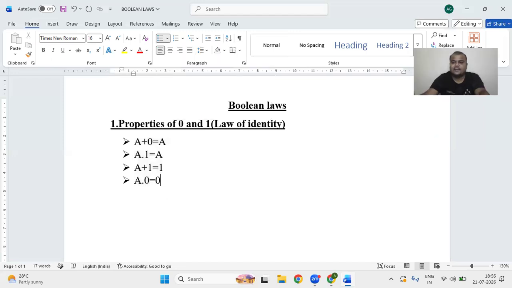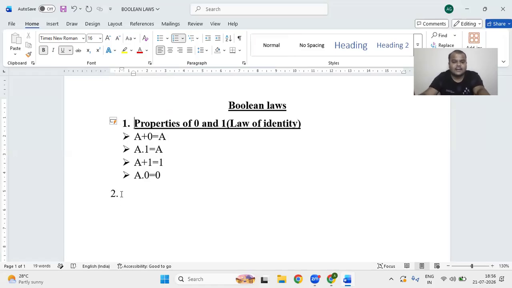Next I can go to the second one. I made one mistake here. I will take the bullet point. This one I can take, then it will be good. This is a very interesting topic, Boolean laws, and it is a mixture of 0 and 1, where 0 is nothing but false, 1 is nothing but true. In the logic gate and all, 0 is nothing but your logic gate is off, and 1 is nothing but your logic gate is on, right?